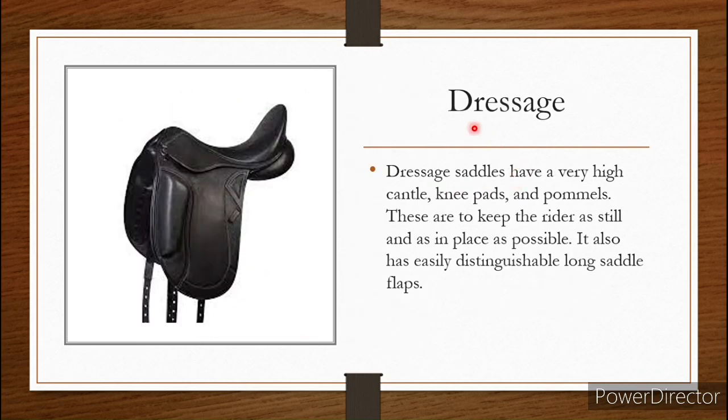Dressage saddles. The dressage saddle has a very high cantle. They have long knee pads, and there's a very high pommel. These are to keep the rider in place and as still as possible, and they're easily distinguished by these very, very long saddle flaps. So when you're doing dressage, you want to sit up very, very straight and tall, and you do not want to move. The only thing that's really supposed to move when you're doing dressage, you're supposed to post and you're supposed to move your hands. Your lower body here, not supposed to move.